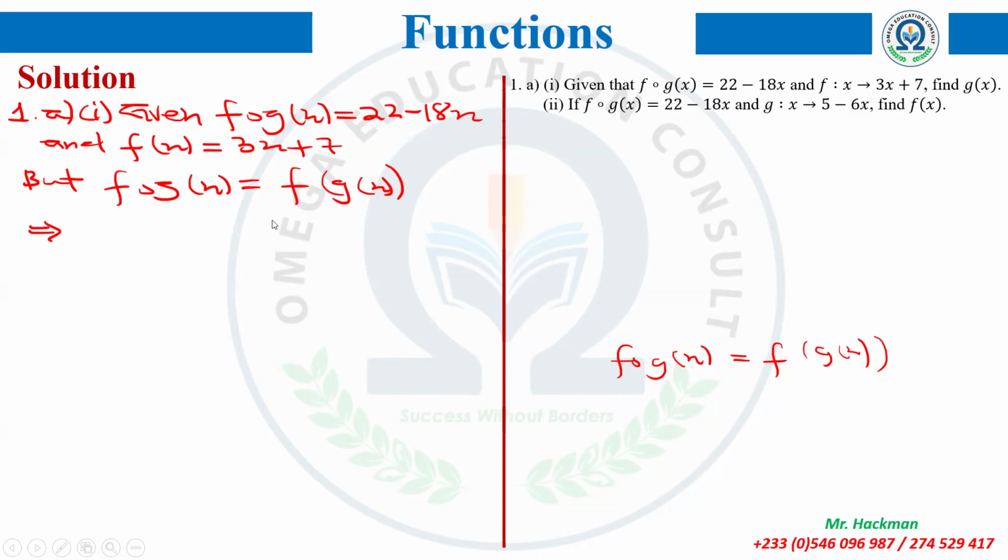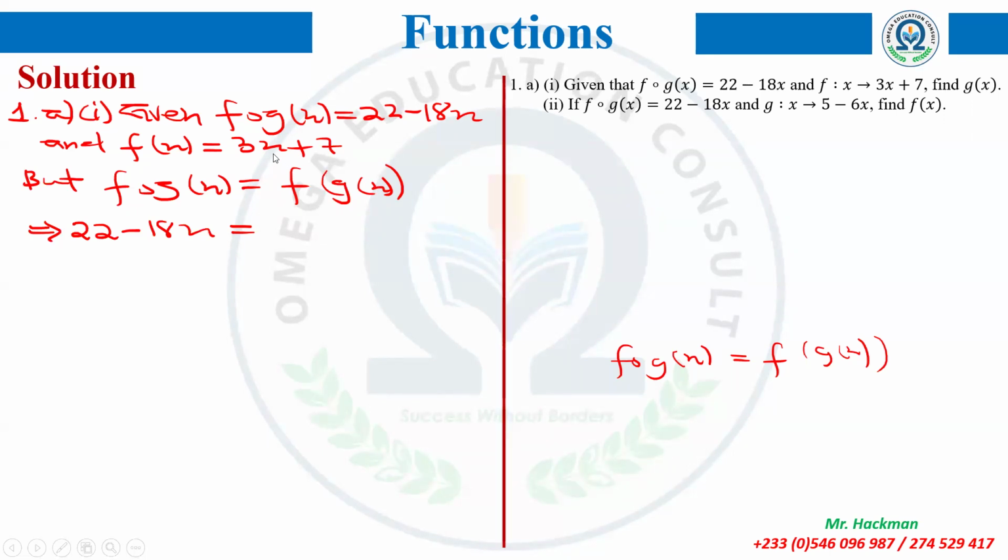So I am going to substitute that here. This is the first example, so I need your maximum attention here. 22 minus 18x will take the place of what you have here. And I know how to find f of g of x. F of g of x means wherever we see x in f of x, we put g of x there. We don't know the actual g of x. That's what we are looking for. So wherever I see x here, I will put g of x there.